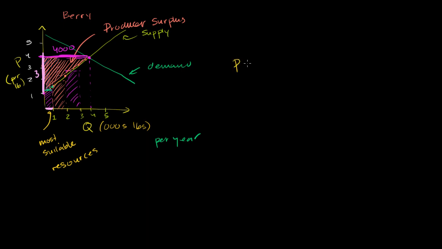So let me write this. The producer surplus here is just going to be 3 times 4,000. And that would give us the area of this entire rectangle, so we have to divide it by 2, since this is defining the area of a triangle. So times 1/2, same thing as dividing by 2. And so this gives us 1/2 times 4,000 is 2,000 times 3 is 6,000. And you can look at the units. It's $3 per pound times thousands of pounds per week. So we end up with $6,000 of producer surplus per week.